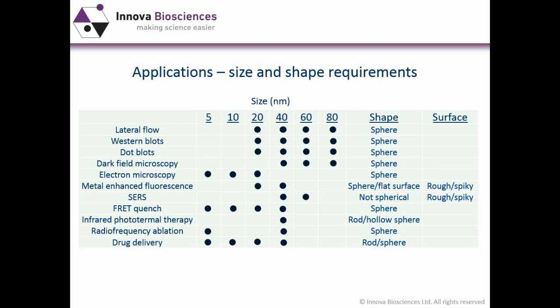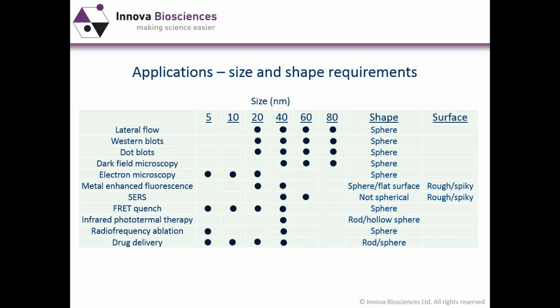This depends on the electric field, and it's more intense the more rough or spiky the surface is. So this is perhaps one of the techniques where you don't want a perfect sphere. There's a lot of literature that says the enhancement is greater if you have a rough surface.